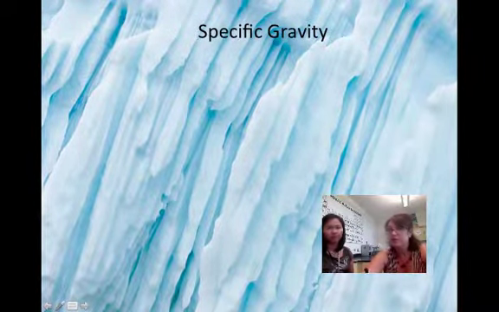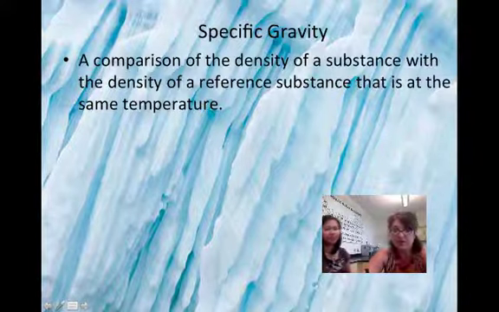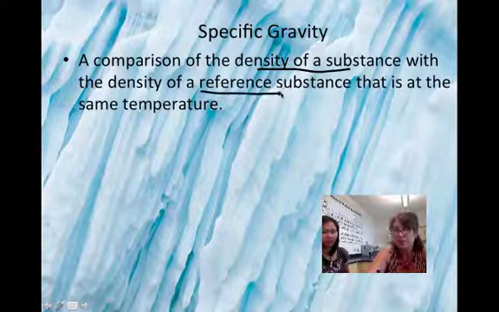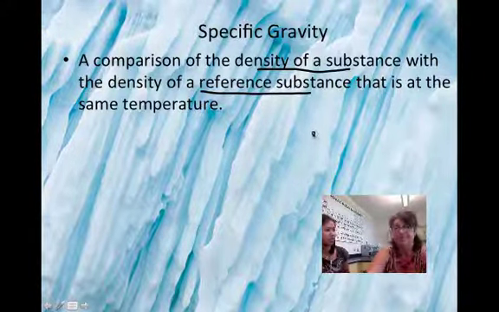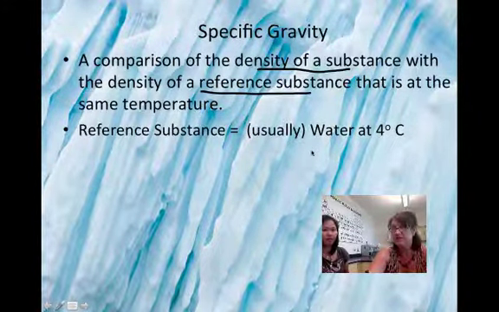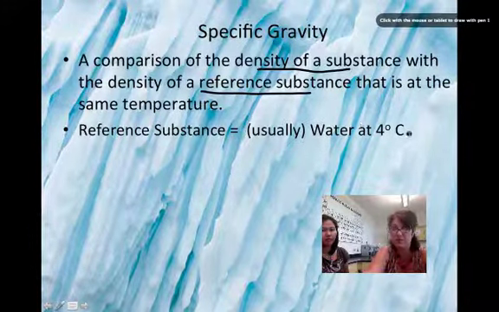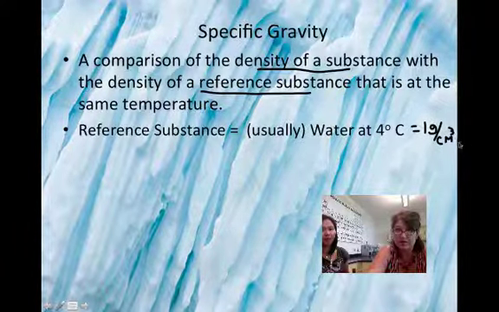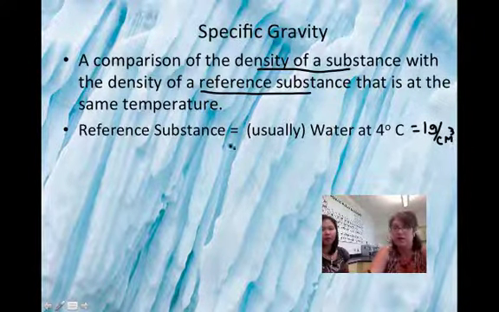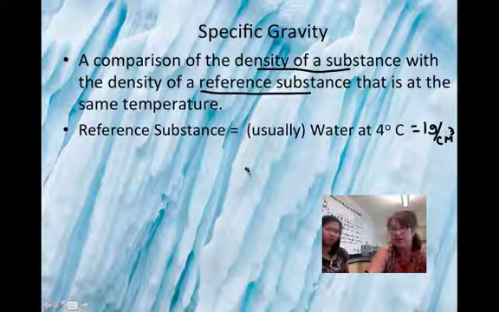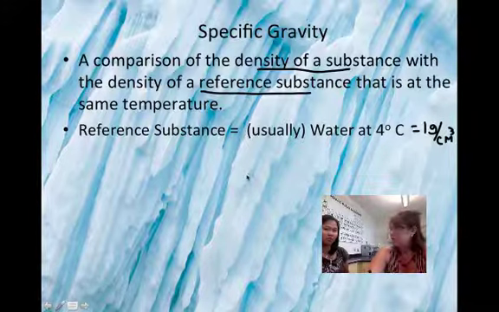Specific gravity is closely related to the density of water because for specific gravity, we're going to compare the density of one substance with the density of a reference. The most common reference is water. We compare the density of one thing to the density of water at 4 degrees Celsius, because that is when water is equal to 1 gram per cubic centimeter. Once it goes below 4 degrees, it starts getting less dense. That's why ice is less dense than water and it floats on top.